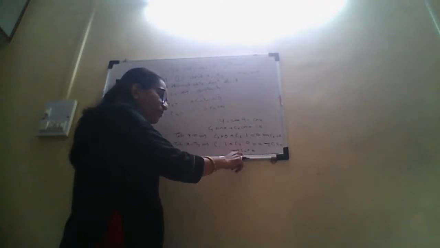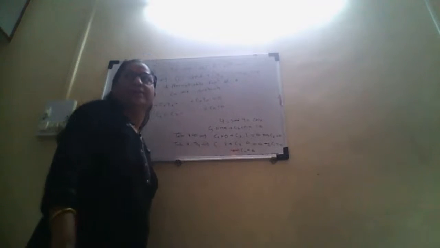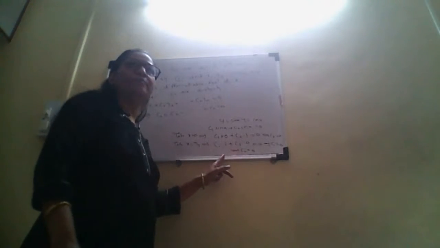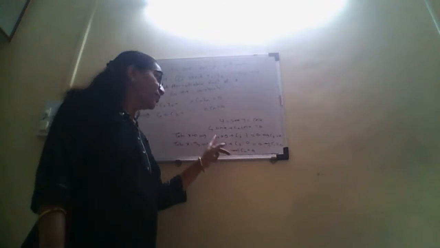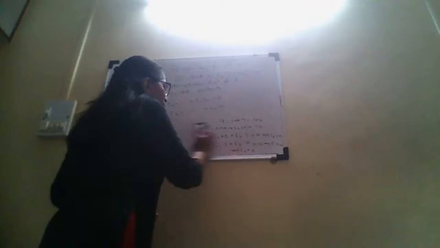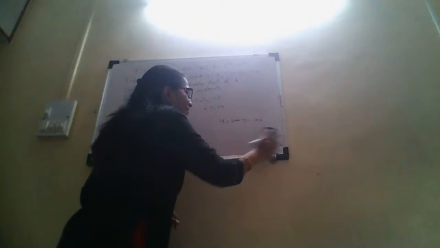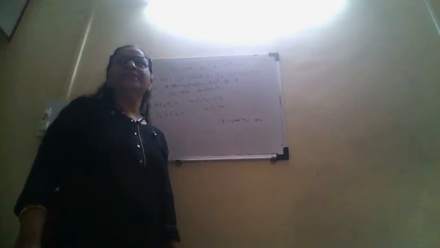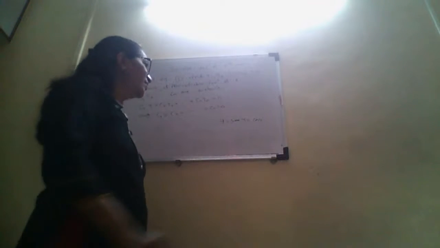Not for a particular x, for any x, c2 equal to 0. So thus c1 and c2 should both be 0 for this solution. Therefore sin x and cos x are linearly independent solutions.